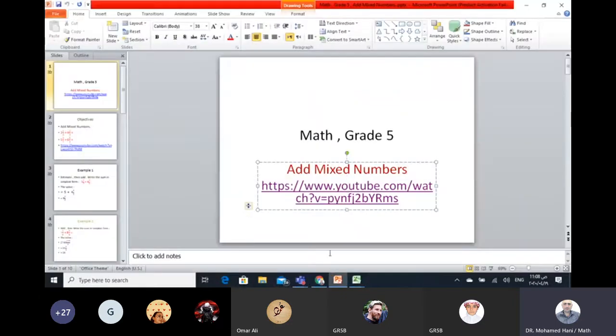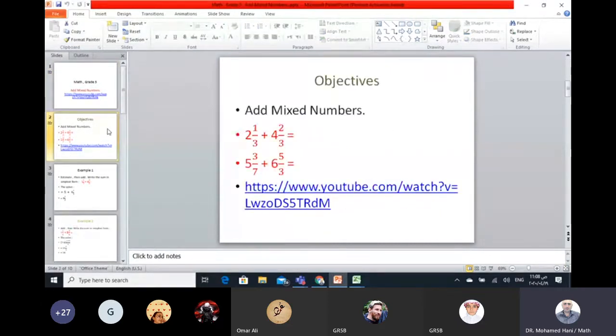Okay, this is the meaning of mixed numbers and how to add the mixed numbers. Today, we want to learn how to add mixed numbers. For example, we have 2 and 1 over 3 plus 4 and 2 over 3. Mixed numbers include the whole number and the fraction. So 2 and 1 over 3, this is a mixed number. 4 and 2 over 3, this is a mixed number.